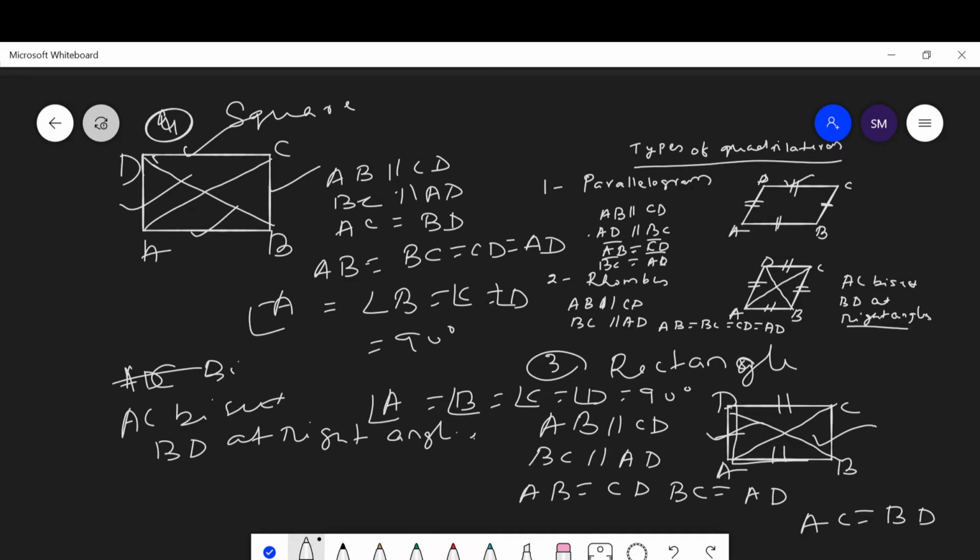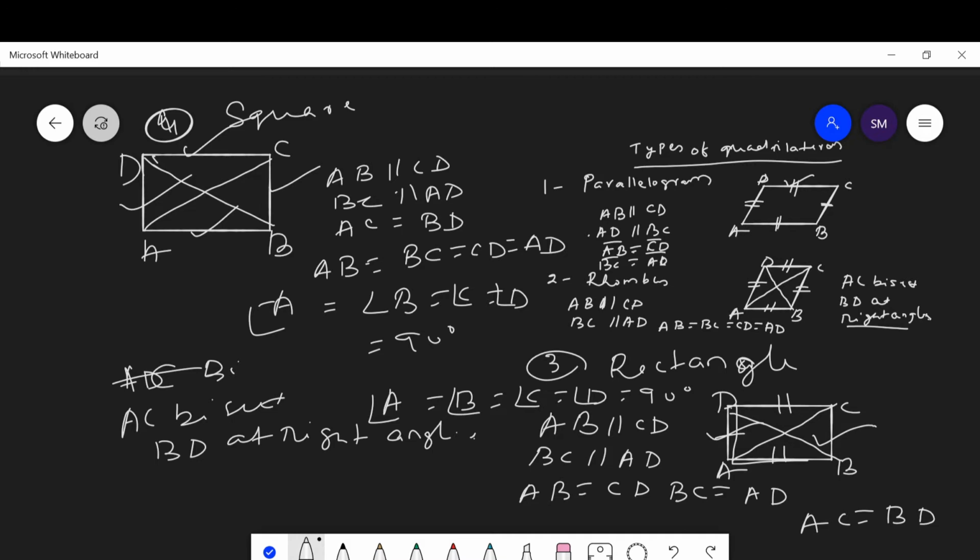Means square satisfies the property of rectangle, but the difference between square and rectangle is that in a rectangle all the four sides do not have same measure, but in case of square all the four sides are of same measure.